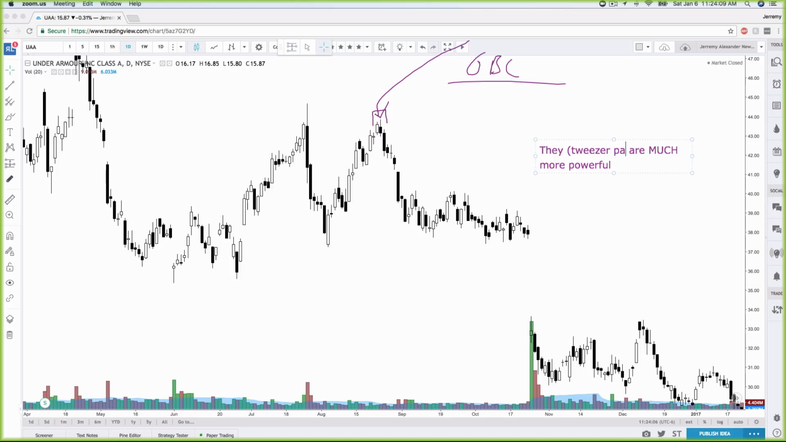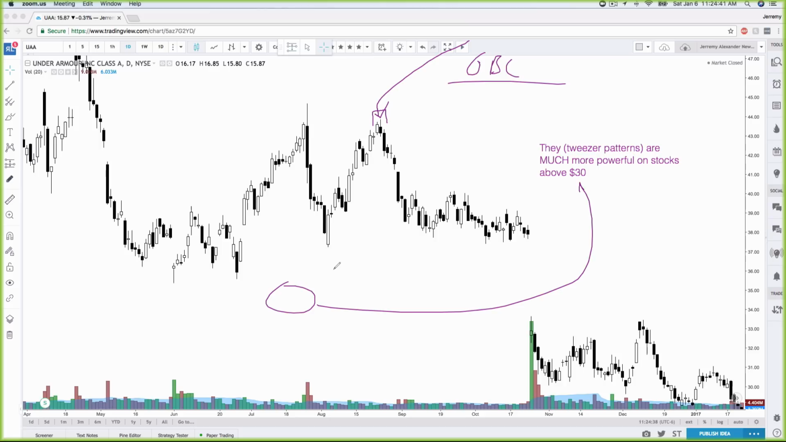Tweezer patterns are much more powerful on stocks above $30. If a stock is under $30, I'm not saying it can't work, but you could obviously understand that it's probably easier if the stock is cheaper because there's less movement in the stock on a day-to-day basis and there's less fluctuation, less prices, and therefore if there's less prices, the chances of hitting the number is greater, right? If you were spinning a wheel to get a prize, you would prefer to spin a wheel with 30 points rather than 150 points. Pretty self-explanatory.